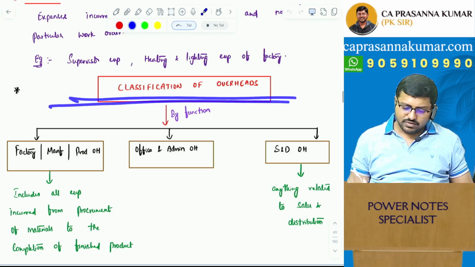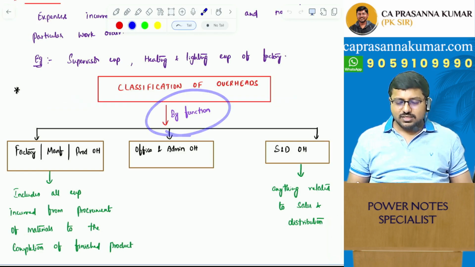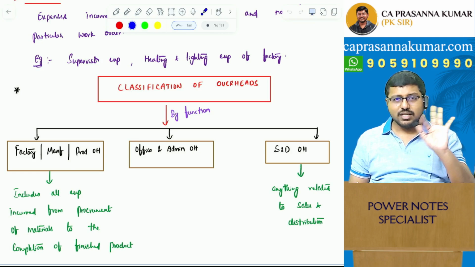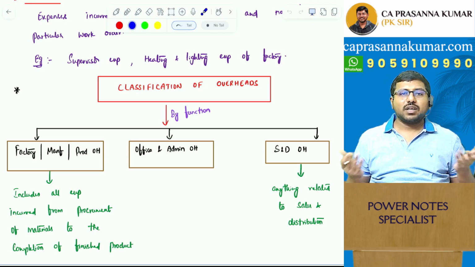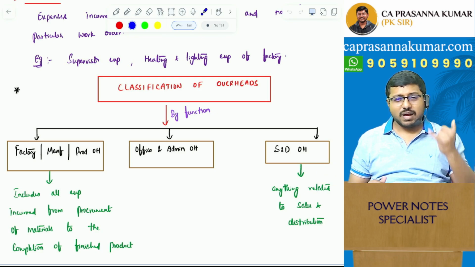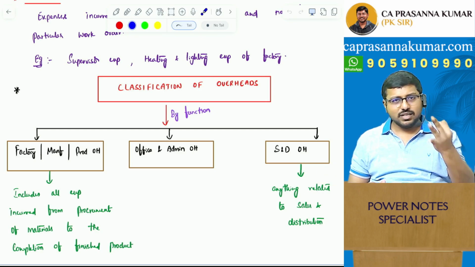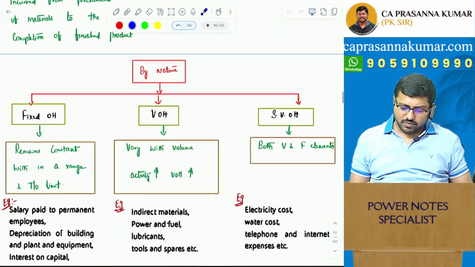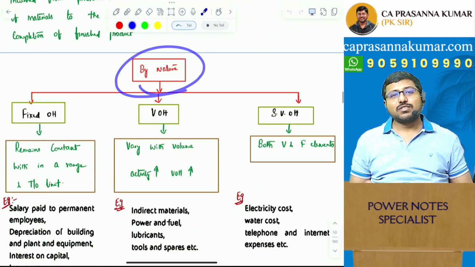Let's look at the classification of overheads by function. See, basically there are three functions, Nana. Manufacturing function, administration function, selling and distribution function. Naturally, if there are three functions, there are three different types of overheads. Manufacturing overheads, administration overheads, selling and distribution overheads. That's all he's trying to say over here. Clear? Moving on. By nature, you can also classify overheads into three.